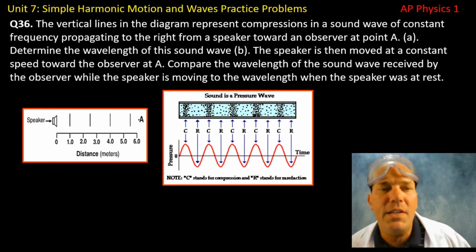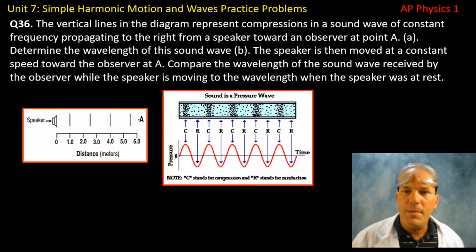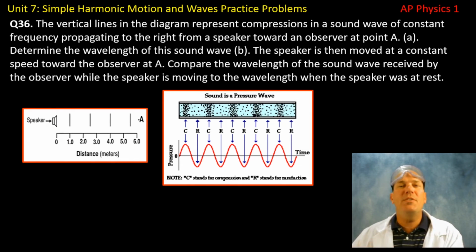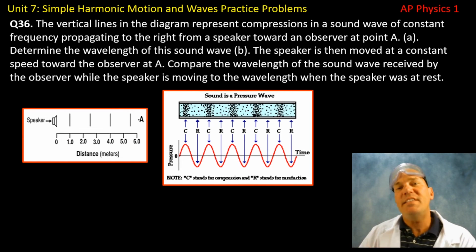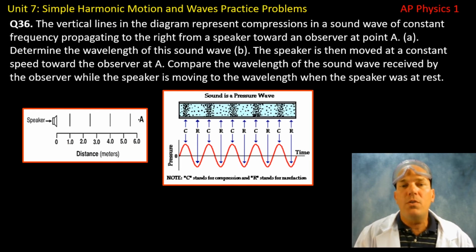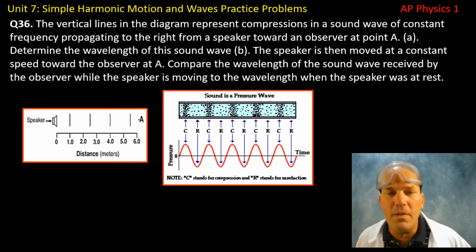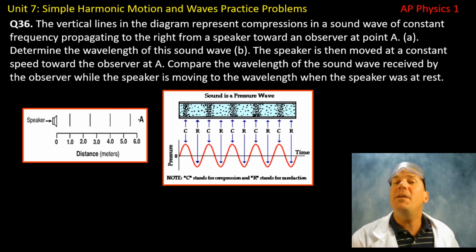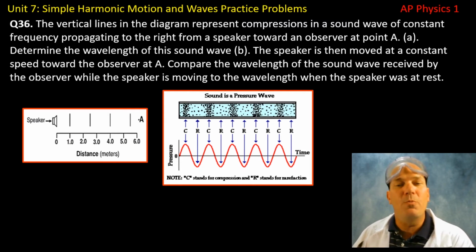And question 36, we're looking at vertical lines on a diagram that represent compressions in a sound wave of constant frequency propagating to the right from a speaker towards an observer at point A. You're asked to find the wavelength of this sound wave, i.e. this longitudinal wave. The speaker is then moved at a constant speed toward observer A, and you want to compare the wavelength of the sound received by the observer while the speaker is moving and compare that to the wavelength for when the speaker was at rest.